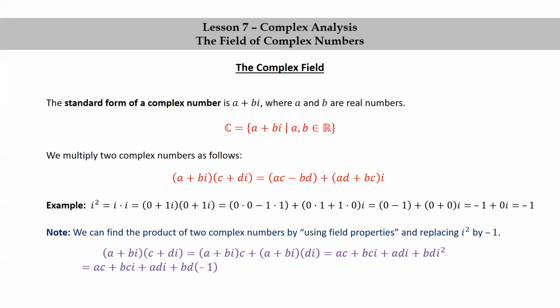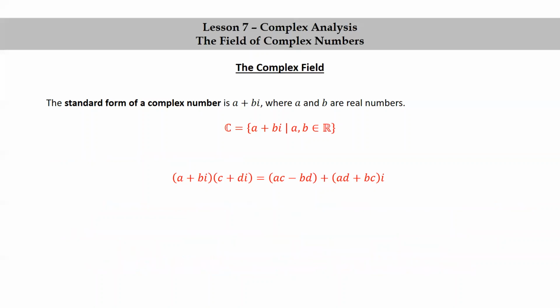Okay, now we just replace i squared by negative 1. And then I'm going to group bci and adi as (bc + ad) times i using right distributivity. And we're rewriting bd times negative 1 as minus bd. So that's equal to (ac - bd) plus (ad + bc)i, as we already knew from the definition. I'm just going to write the definitions of addition and multiplication so we have them in front of us.